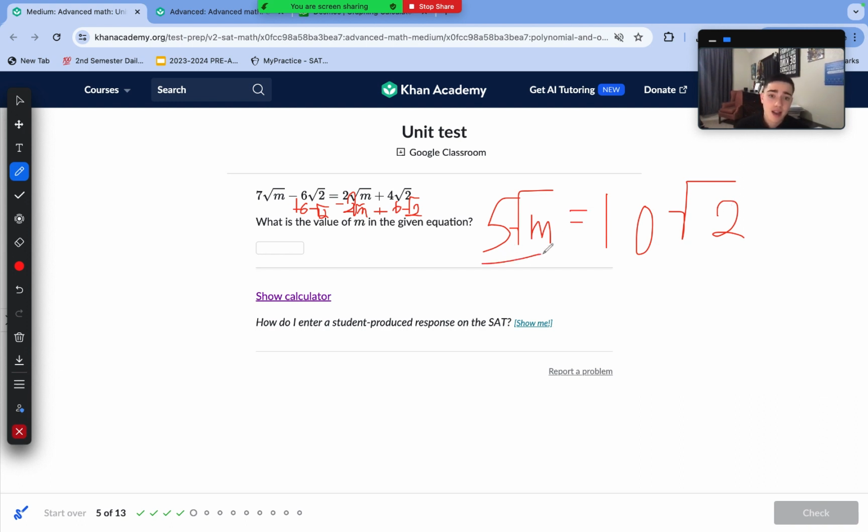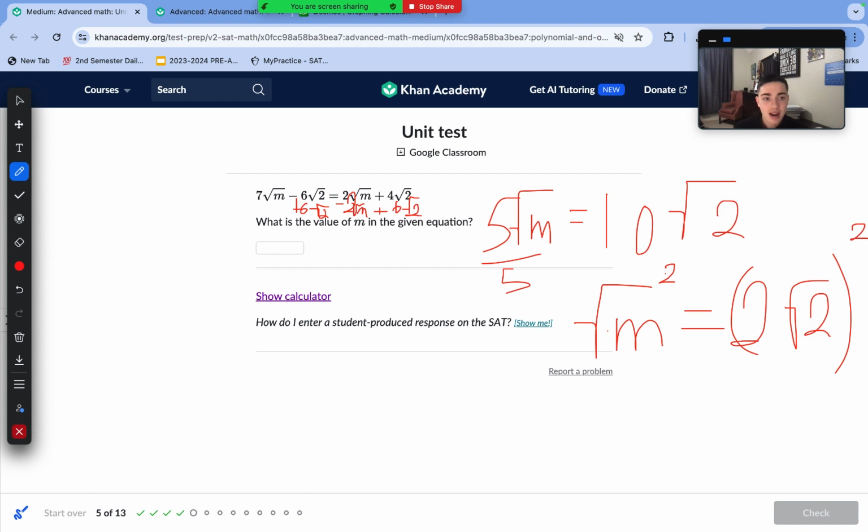We can divide both sides by 5. We are left with square root of m equals 2 square root of 2. And now to get the m by itself, we can just square both sides. So that means that we are squaring this entire thing right here. So that means we are left with 4 times 2 equals m. So m equals 8.